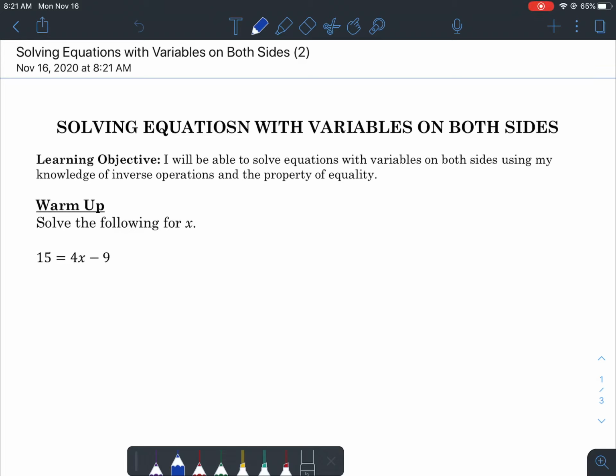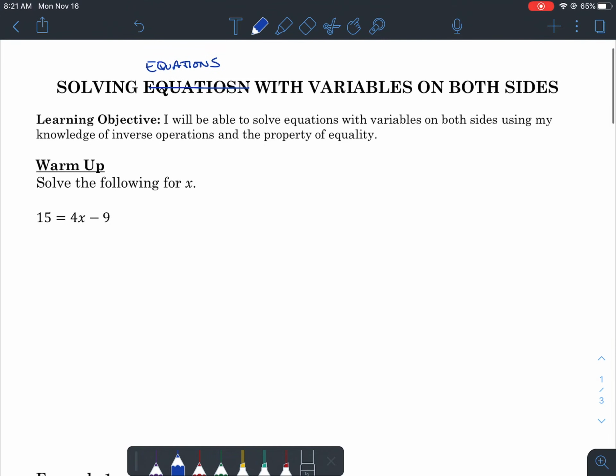Hello everyone, we're going to be solving equations with variables on both sides. Yes, equations. I spelled it wrong again. Alrighty then, with variables on both sides. So today we're going to be using our knowledge of algebra to solve equations. Here's your warm-up. Make sure your notebooks are out, dated, labeled, and go.